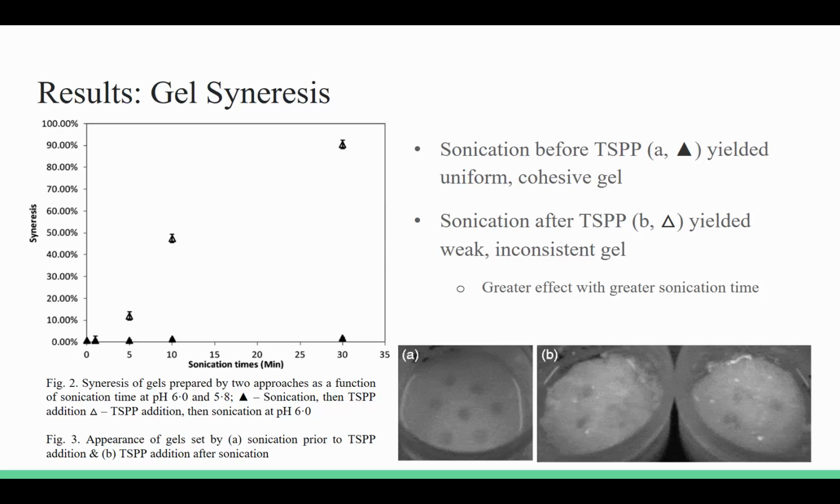Next, looking at gel syneresis, which gives these pictures, I think, help a lot. So figure A is the sonicated and then TSPP addition, and so that method created a much more uniform and cohesive gel, whereas the ones that were sonicated after TSPP was added created much weaker and lumpier gels. And they also expelled a lot more water, so these points here that go up show the sonication after TSPP.